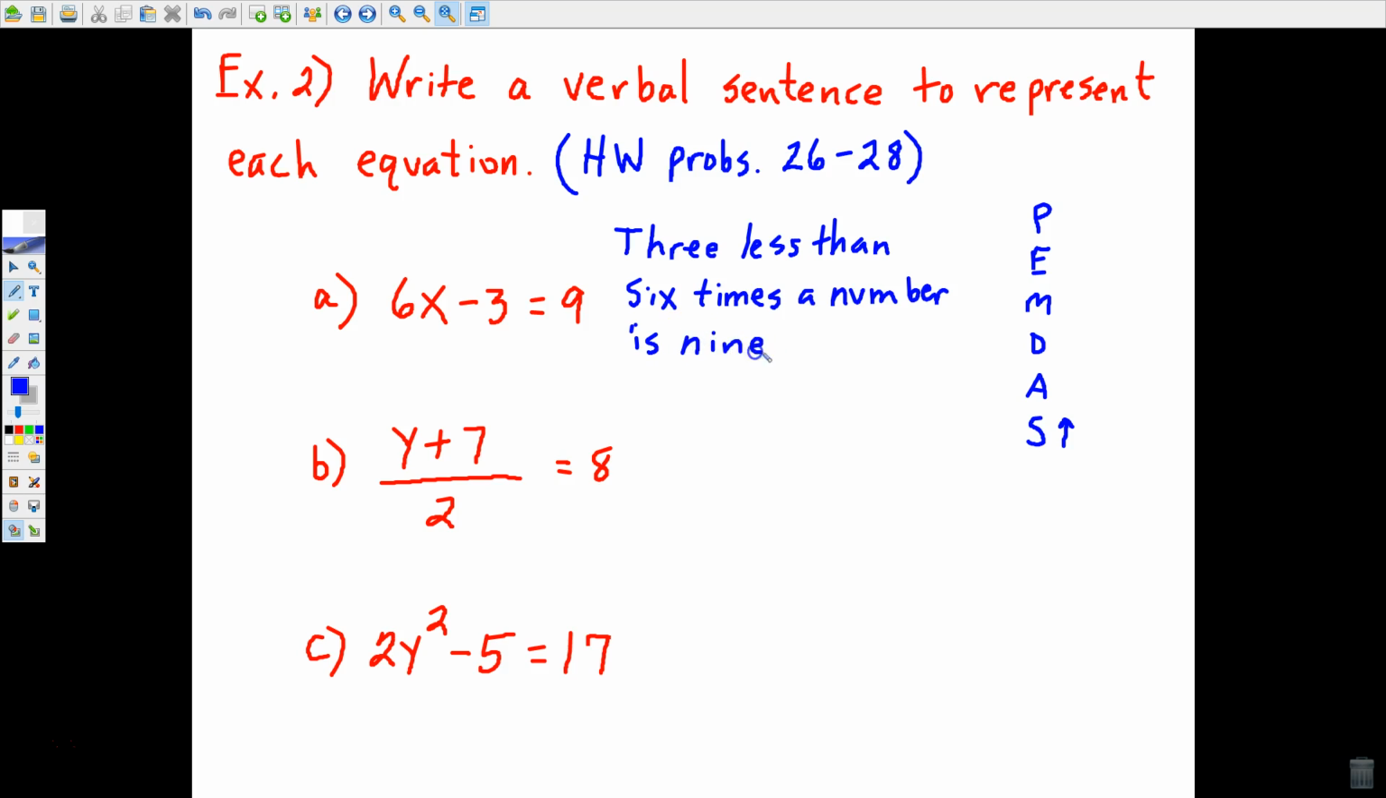Now if you used actual numbers here instead of words for these numbers, that's fine. But I literally used all words in this case to represent this algebraic equation. 3 less than, that's subtraction, 6 times a number, that's the multiplication, is or equals 9. Okay, and that takes care of my letter A example. All right, let's look at letter B. Well, let's see, what do we have here? We have addition, and I noticed that we have division.